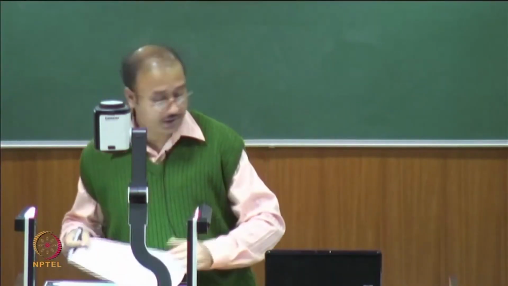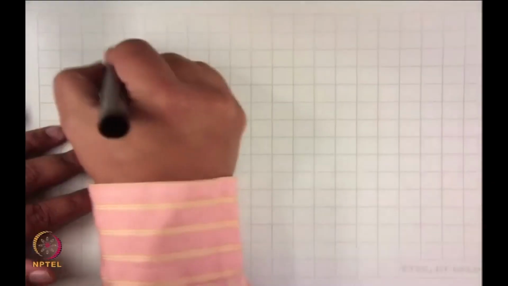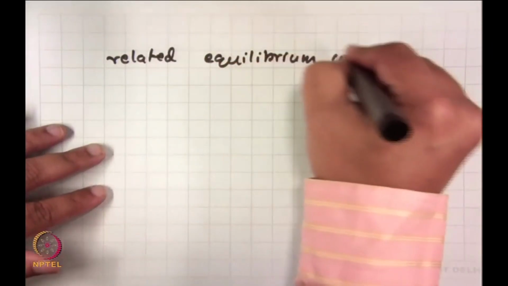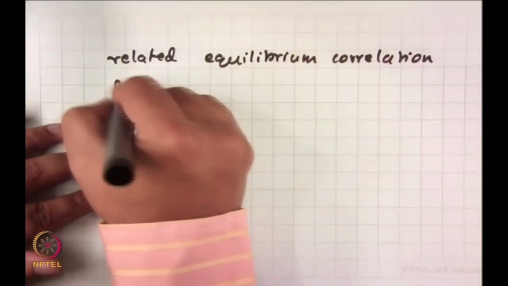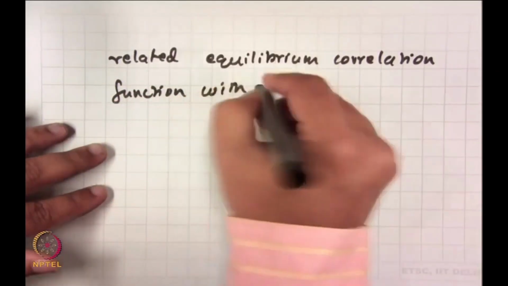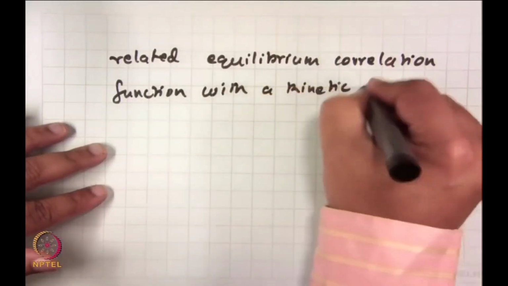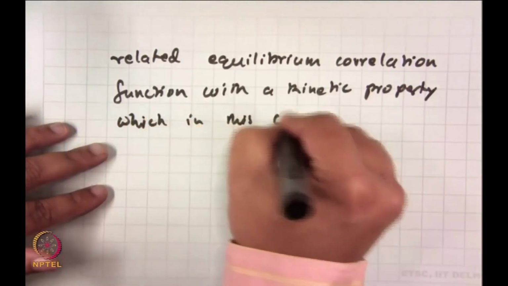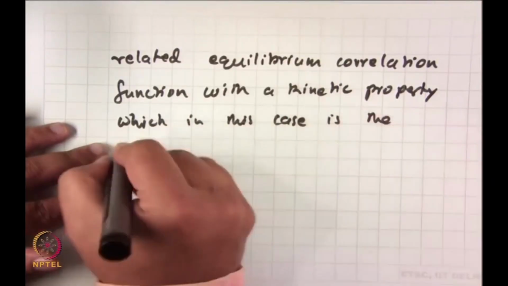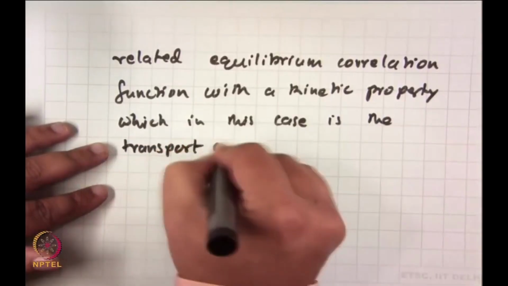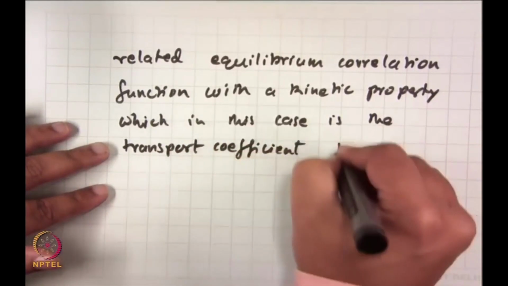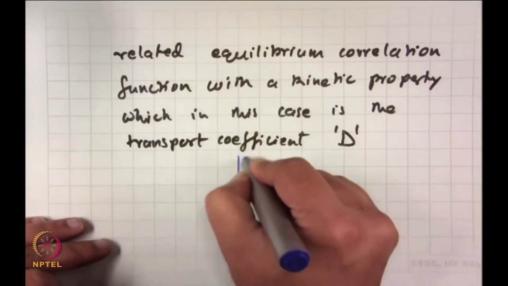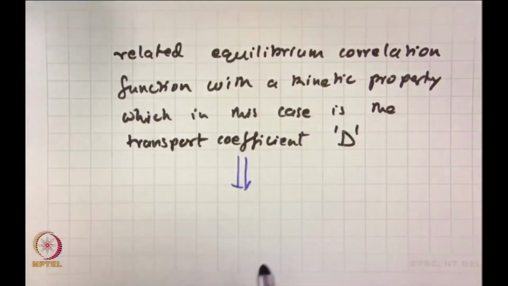So, if I write it, we have related an equilibrium correlation function with a kinetic property, which in this case is the transport coefficient or the diffusion coefficient D, and we can say this, the equation we just derived.